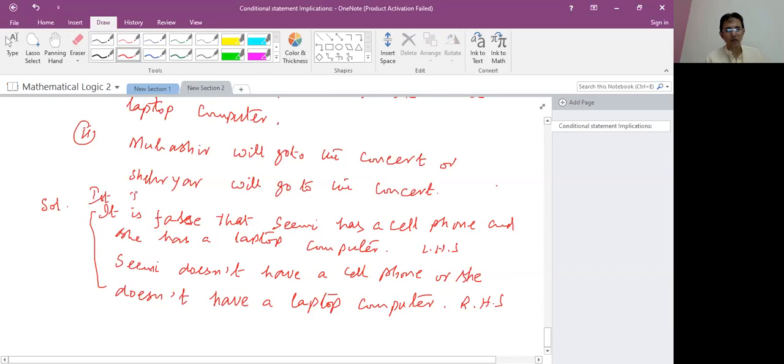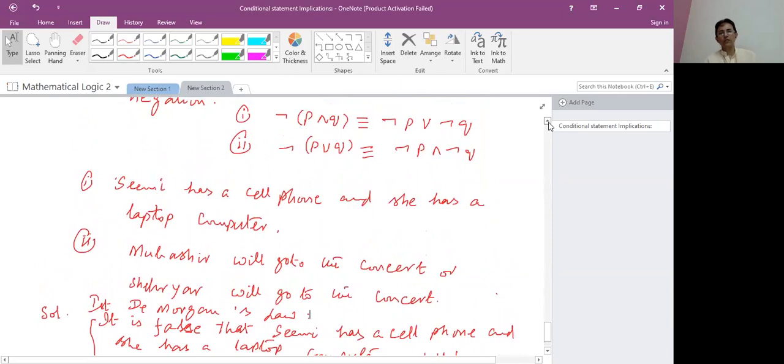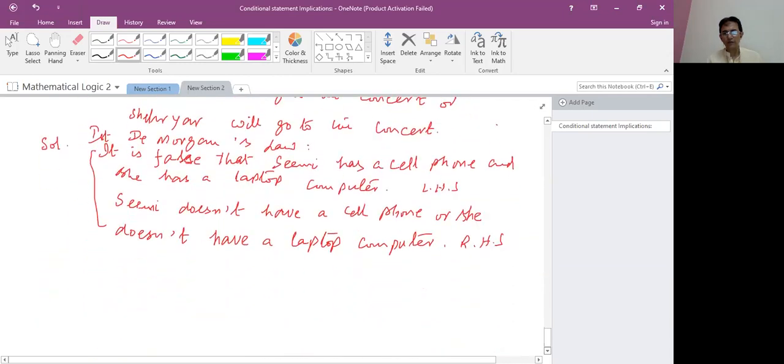According to the first De Morgan law, we will convert the statement into another statement. Now the second De Morgan law: you see that easily and understand about the first De Morgan law. They are logically equivalent. The first statement is for the first De Morgan law, the second statement is for the second De Morgan law.